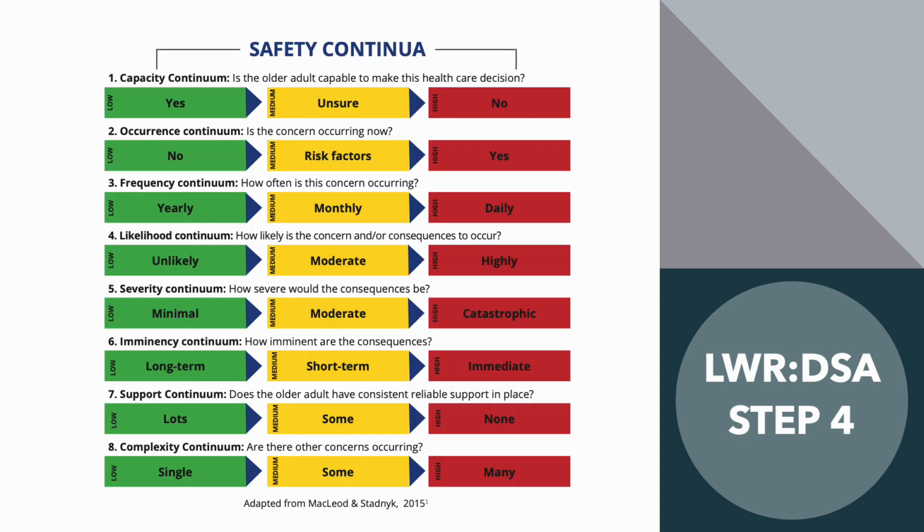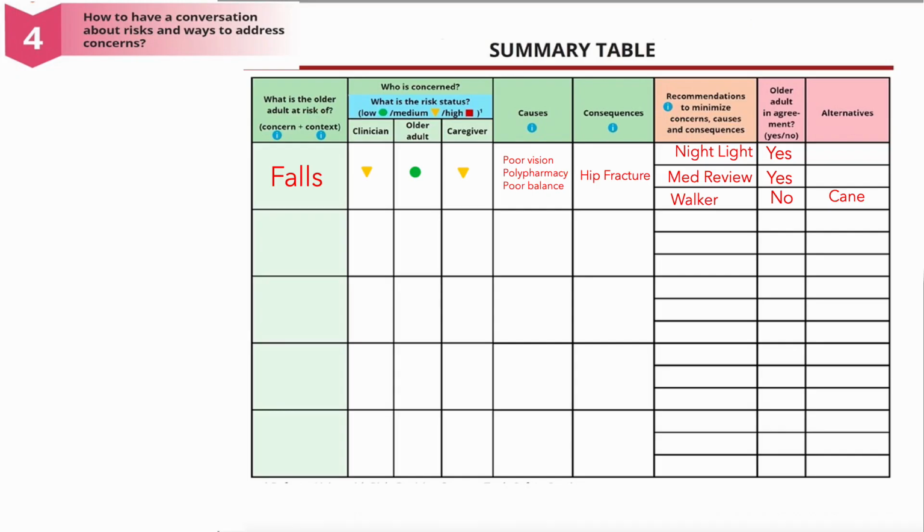Some clinicians found the safety continua helpful to initiate and structure conversations between clients and their caregivers when they disagreed with each other about whether this was a high or low risk situation. Clinicians have also used the summary table to support their conversations.